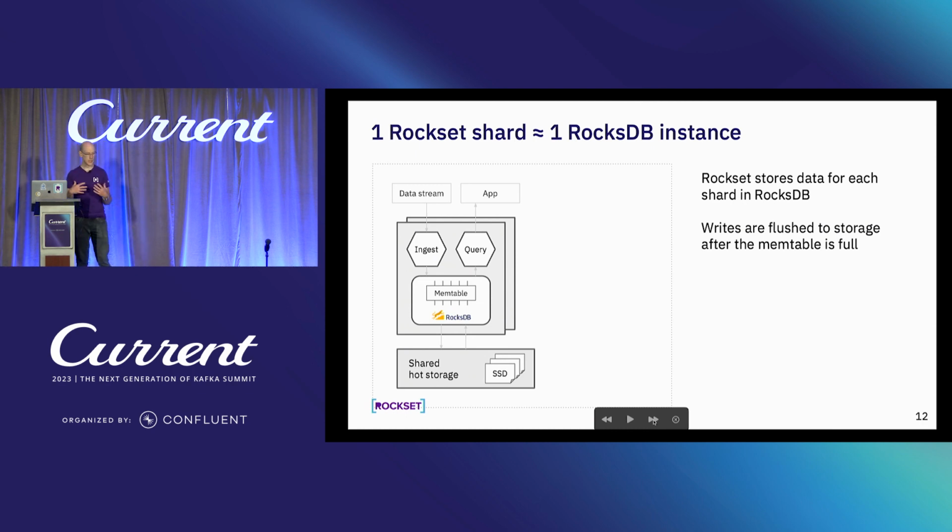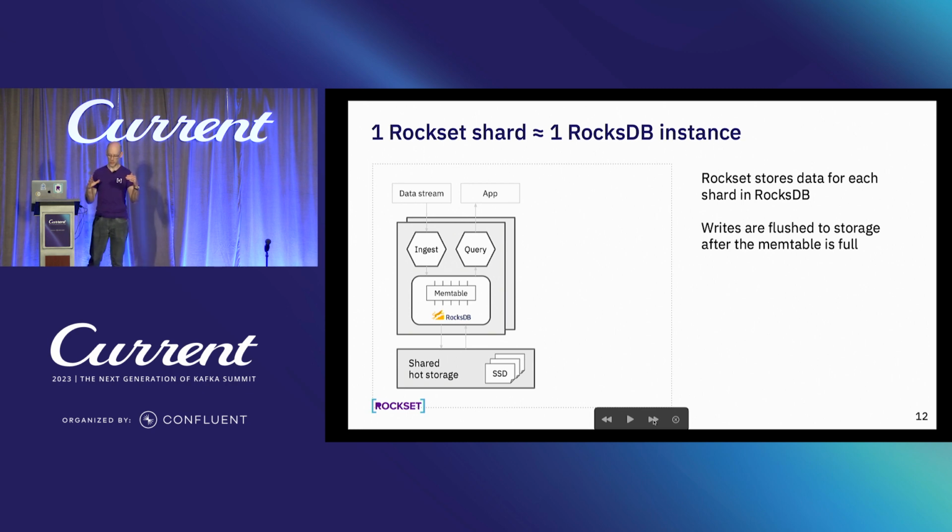Inside Rockset, one Rockset shard basically corresponds to one RocksDB instance. RocksDB is an embedded database. It's a C++ library, you link against it. So it's feasible to have many RocksDB database instances open even inside a single process. It's pretty lightweight. People run it on the phone all the time. Well, I guess phones are not lightweight anymore, but.